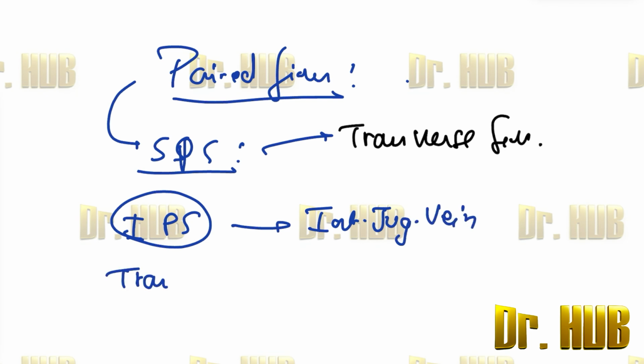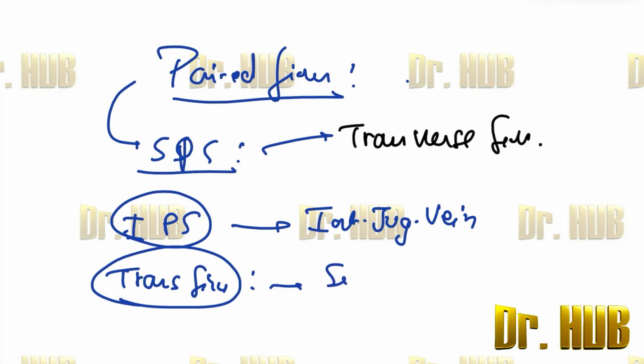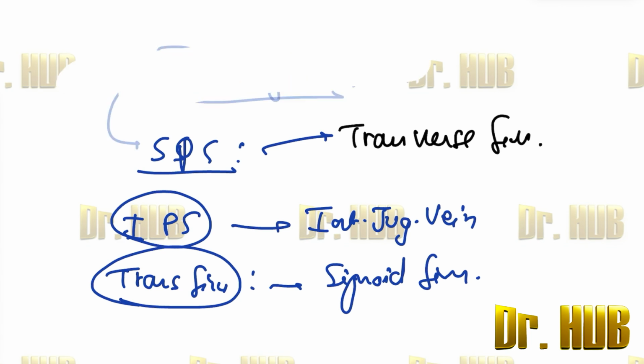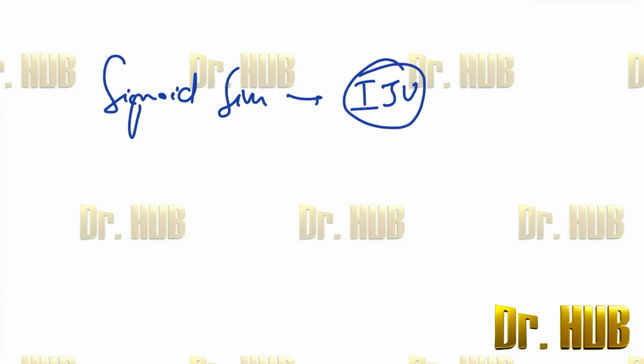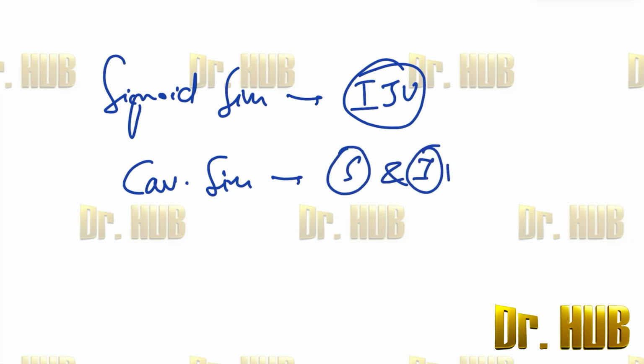Next comes the transverse sinus. The transverse sinus continues as the sigmoid sinus. Moving on, the sigmoid sinus continues with the internal jugular vein. Next, the cavernous sinus drains into the superior and inferior petrosal sinuses.